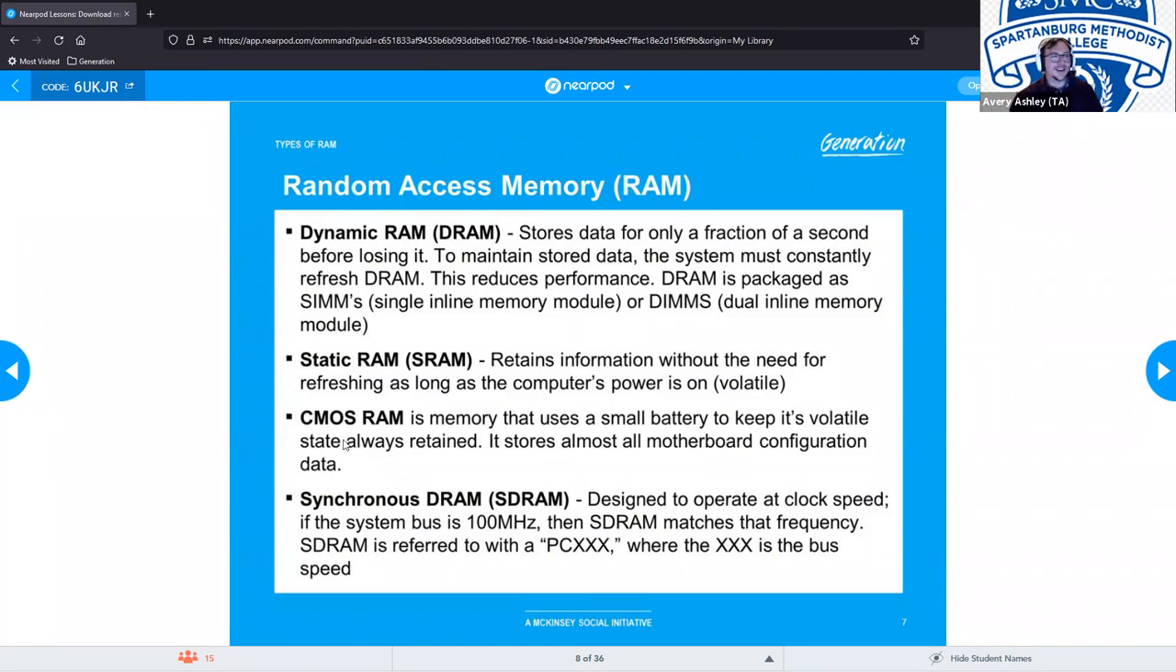All right, so we also have our CMOS RAM, and this is memory that uses a small battery to keep its volatile state always retained. It stores almost all motherboard configuration data. So when you turn the computer off, the RAM is being powered by that CMOS battery. As long as there's a charge in the CMOS battery, it's holding its memory. But when that battery dies, it'll lose its memory, and so you'll have to reset that data that you configured earlier, and also replace that battery.